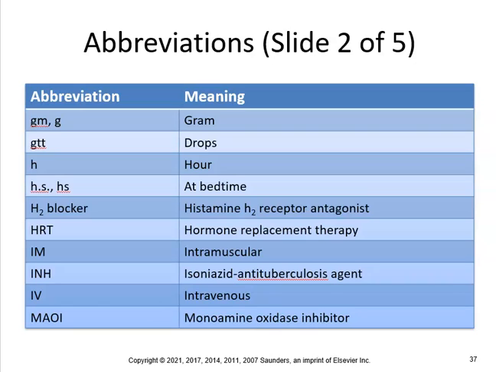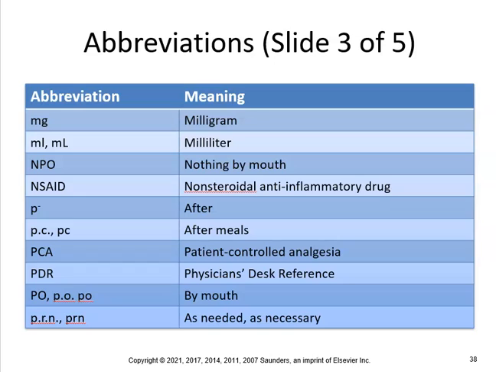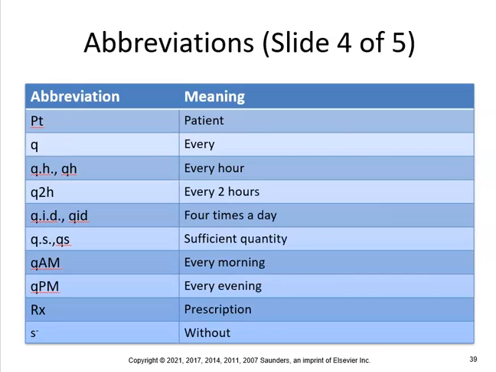H2, beta blocker. HRT, hormone replacement. IM, intramuscular. INH, isoniazid antituberculosis agent. So if you have TB, you would take that. IV, intravenous. MAOI, monoamine oxidase inhibitor. mg, milligram. ml, milliliter. NPO, nothing by mouth. NSAID, non-steroidal anti-inflammatory drug. P is after. PCA, patient-controlled analgesics. PDR, physician desk reference. PO, by mouth. PRN is as needed. So knowing these abbreviations are very important because you're going to see these in the medical chart. So I would definitely spend some time with these.